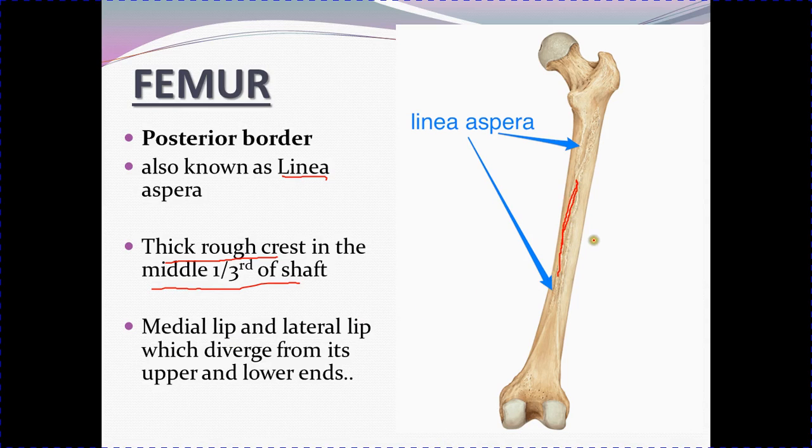While you can see that in the upper part as well as in the lower part, it diverges to form the medial and the lateral lips. Look over here. This is the lateral lip and this is the medial lip of the linea aspera in the upper end, and this is the lateral lip and the medial lip of the linea aspera in the lower end.